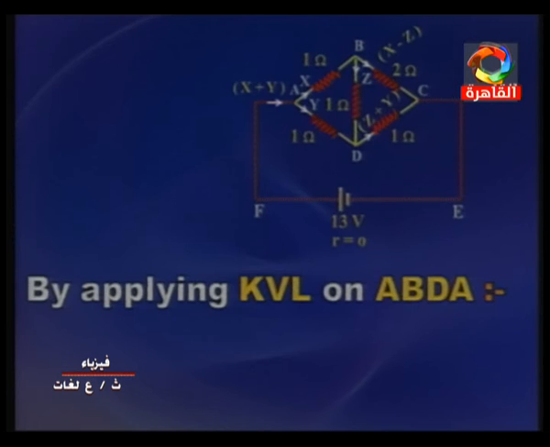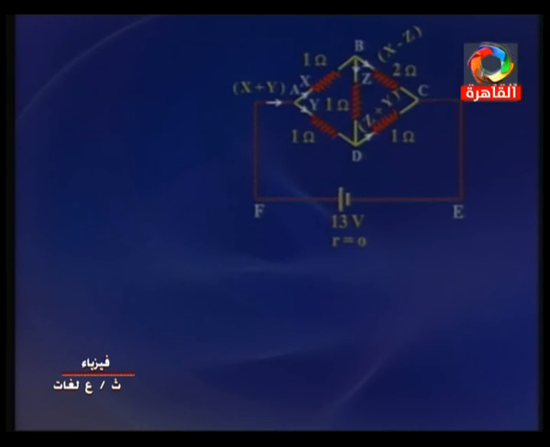By applying Kirchhoff's voltage law on loop ABDA, we can say minus X minus Z plus Y is equal to 0. So we managed to obtain the first equation: X plus Z is equal to Y. We are going clockwise. The loops we are choosing, we are going clockwise.